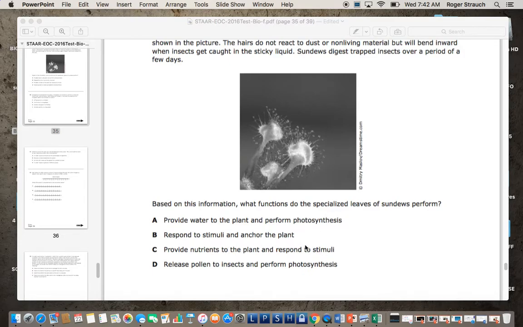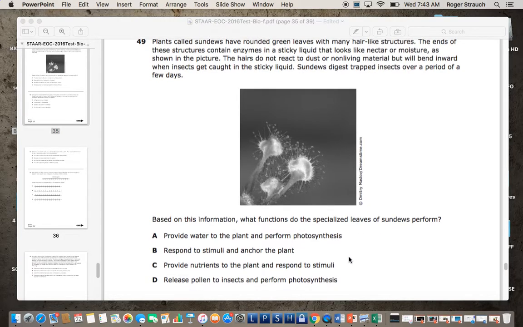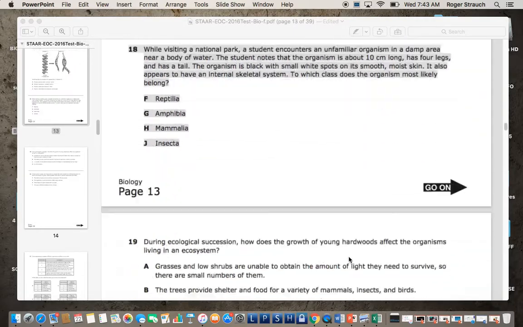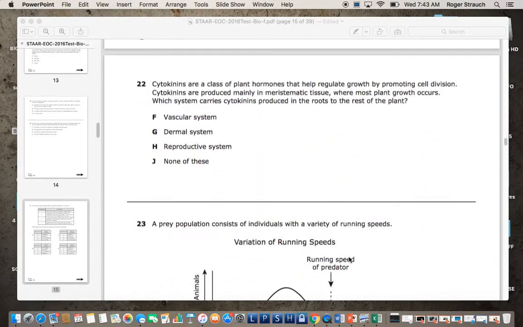Yeah, both those answers sound really good. They provide nutrients by trapping the insects, and they respond to stimuli when the insect touches the hairs, they bend inward. Then the last one, release pollen. We can stop right there. It didn't say anything about reproduction or pollen release, so our answer for that would be C. One more real quick, 22.